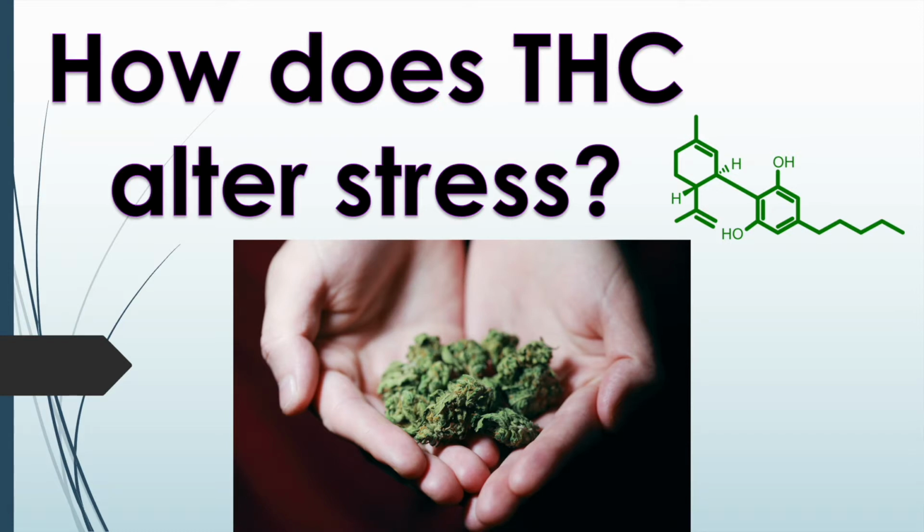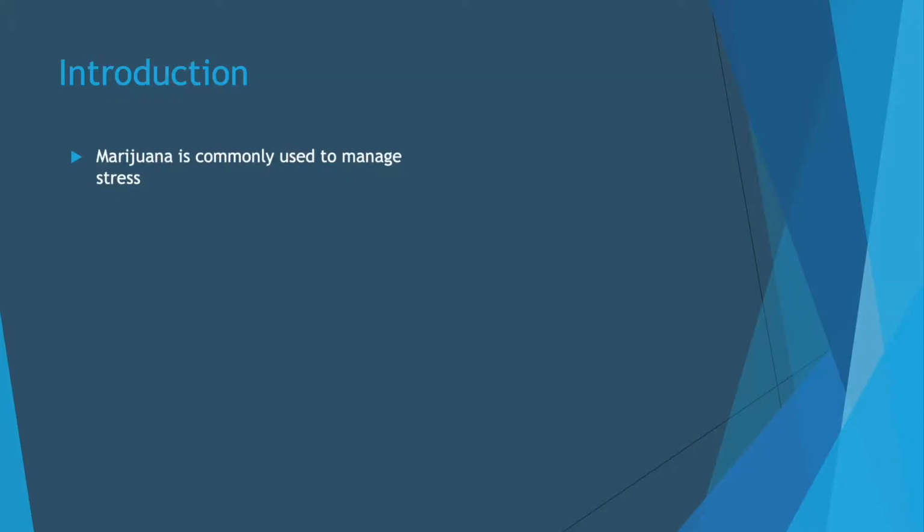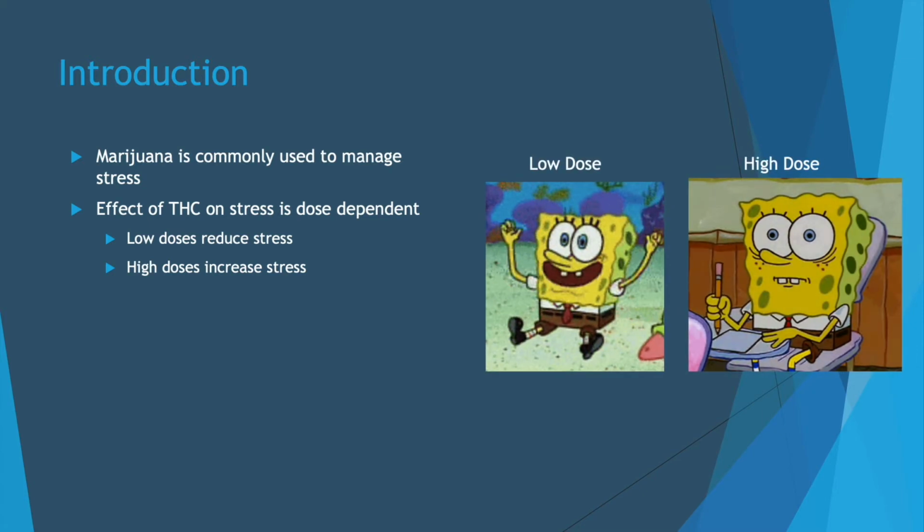Today I'm going to be talking about how this mechanism can alter stress. Stress is the most common reason people report for the use of marijuana. Indeed, it has been shown in various animal models that marijuana can alter stress. However, these effects vary depending on dose and usage frequency. For example, low doses are shown to reduce stress, while high doses can have the opposite effect and actually promote stress. In addition, first-time users often experience an increase in stress, while experienced users become tolerant to this.